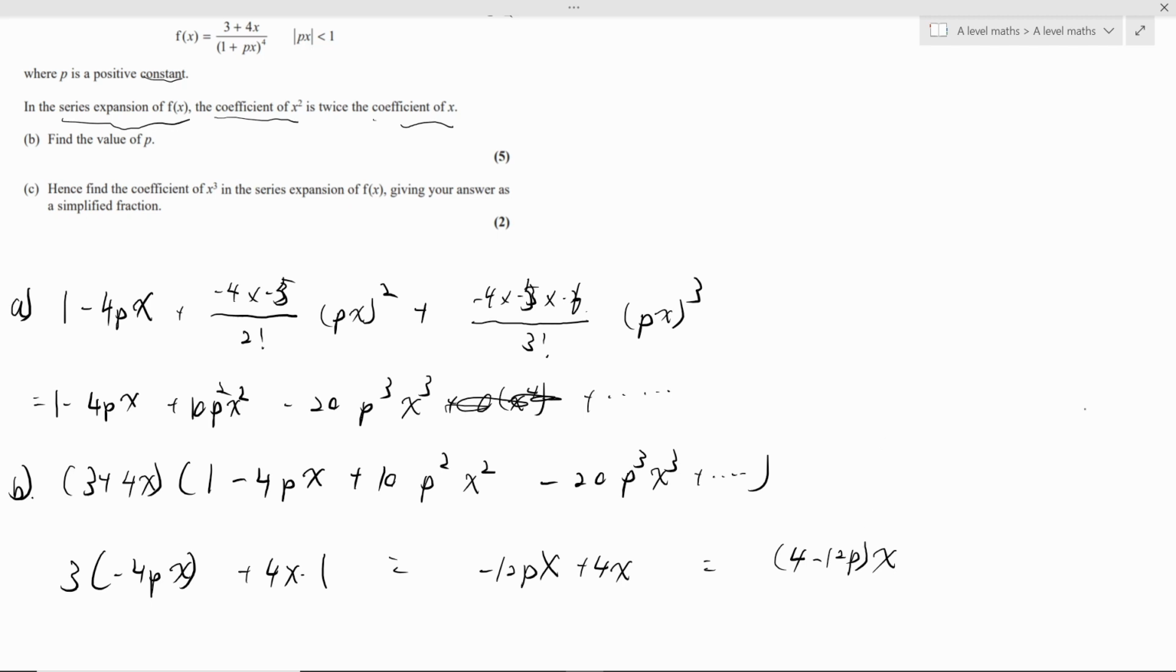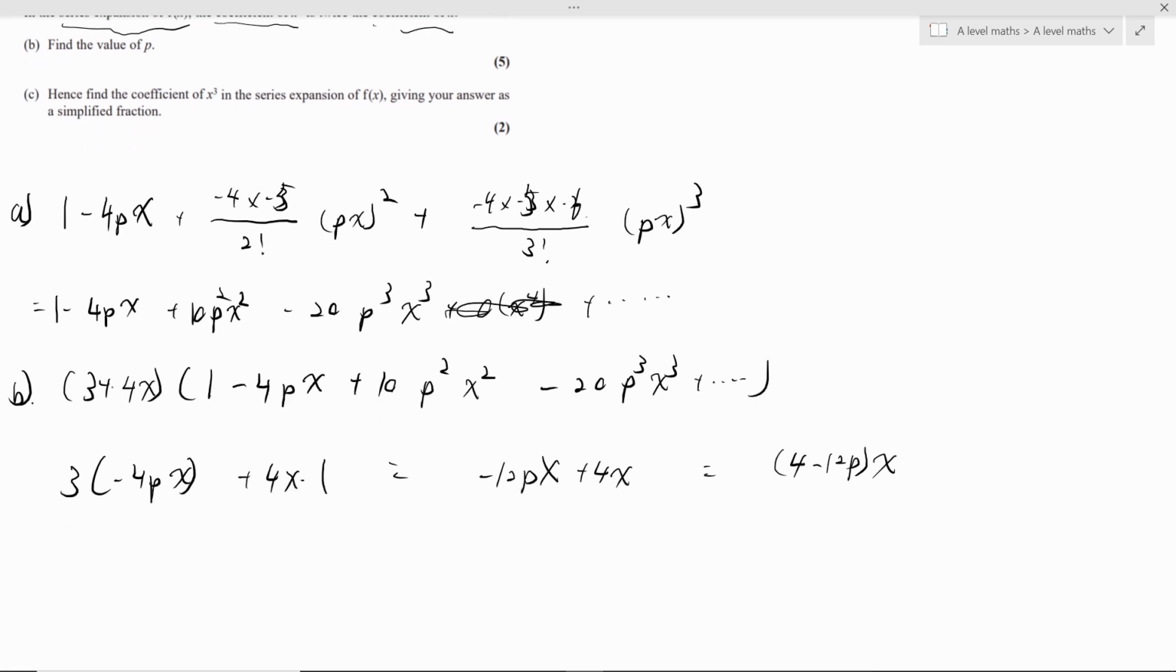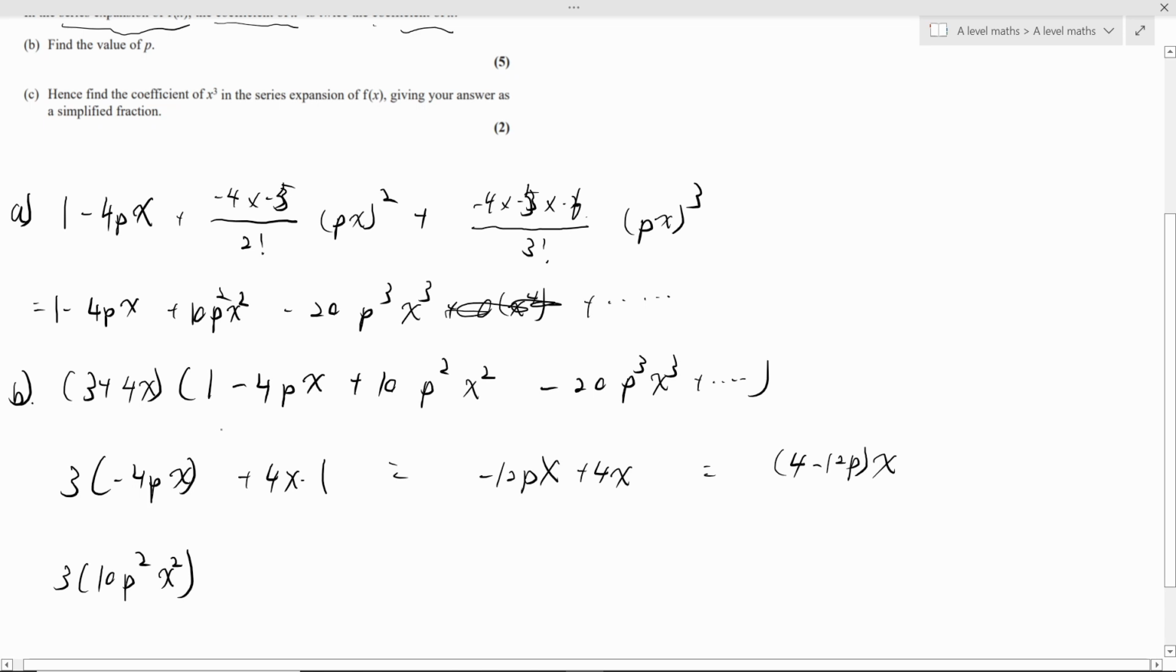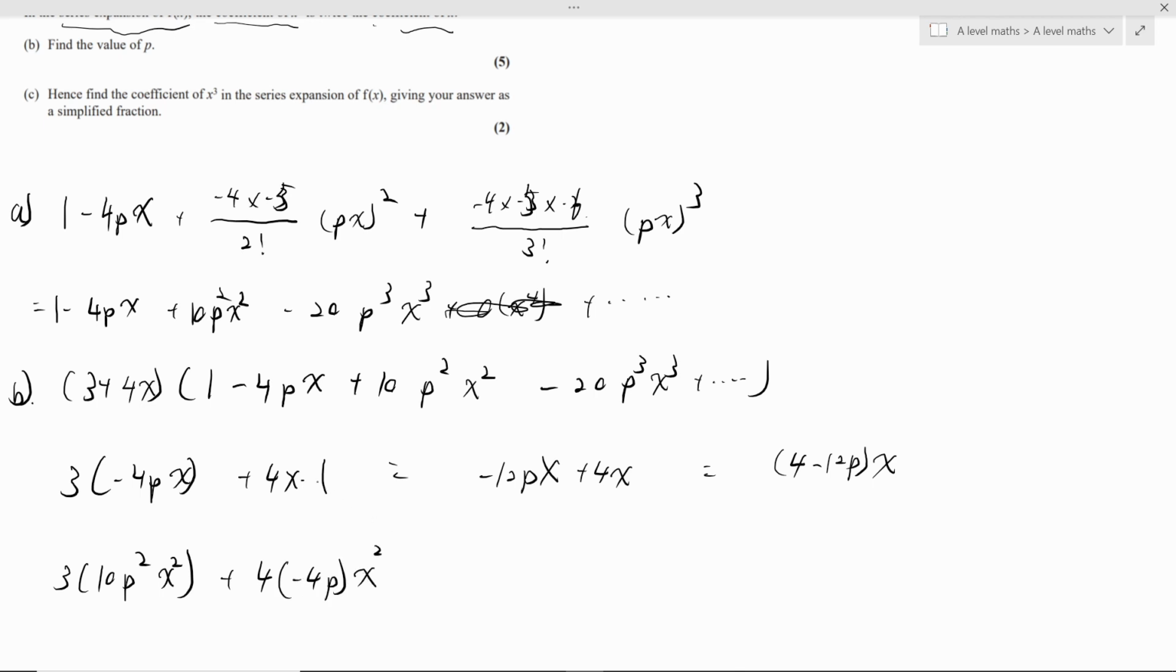And what about x squared then? Well, we have similar things. We have 3 times 10p squared x squared. We have 4x times minus 4px. And finally, we don't have anything else. Either we have 1 times an x squared term or x times x. If we have another x squared term here, then we have x squared times 1, which would also give rise to an x squared term. And we may just expand it. We shall have (30p squared minus 16p) x squared.